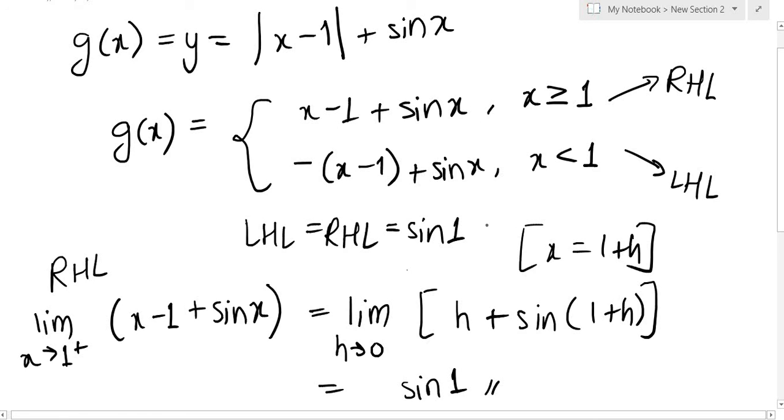Yeah, it satisfies f of 1. So it's continuous. So I use this is g of 1. Yeah. It's continuous.